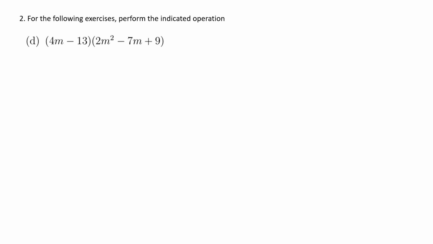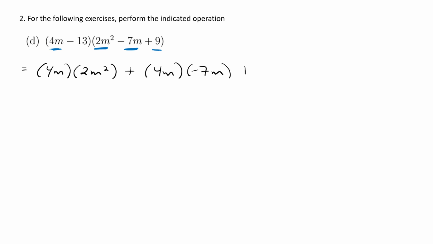All right, so I'm going to take my 4m, and I'm going to multiply it by my 2m squared, my negative 7m, and my 9. So that's my first step. So I'm going to do 4m times 2m squared plus 4m times negative 7m plus 4m times 9. Then I'm going to go back to my second term. So my second term here, the negative 13, I'm going to multiply that by 2m squared, negative 7m, and 9.